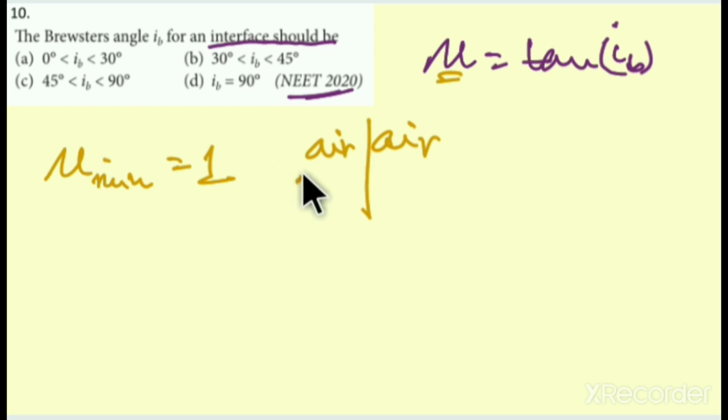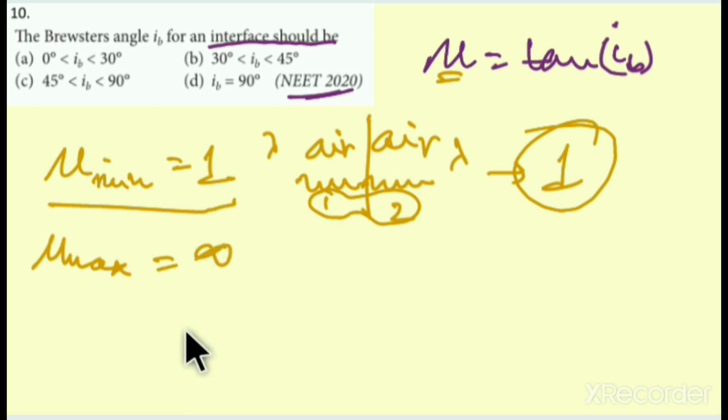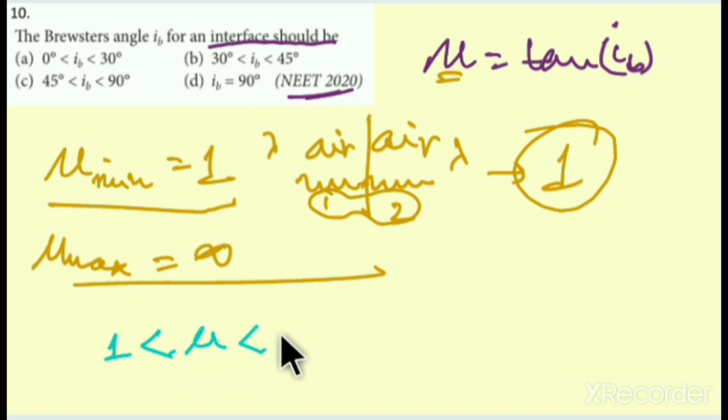So some wave is coming from air and there is a medium, and there is a second medium. This is the first medium and this is the second medium. Both media are air, so the lambda will be the same. So the refractive index will be 1, as it is a ratio. So the minimum value of refractive index will be 1 and the maximum value of the refractive index could be infinity. So from these two concepts, we can say that the refractive index must lie between these two values.